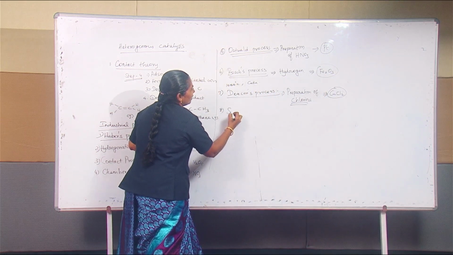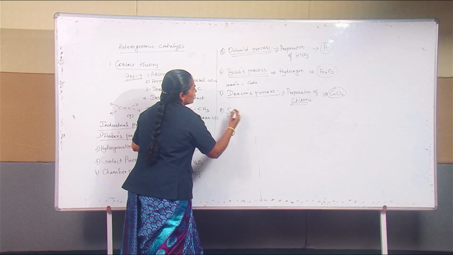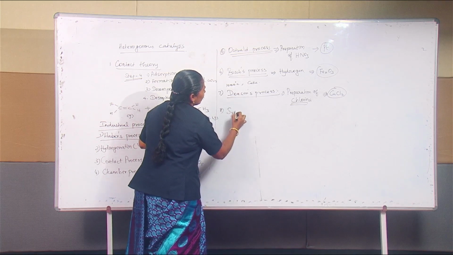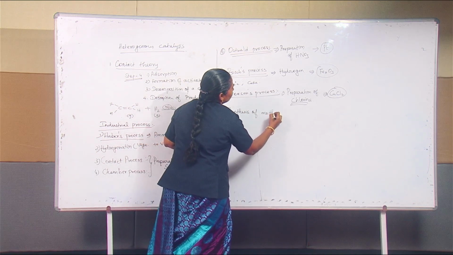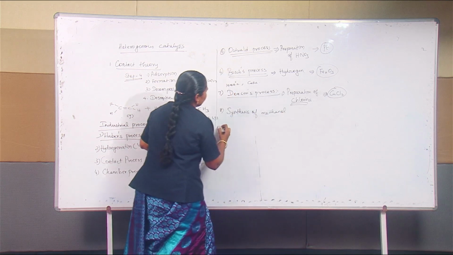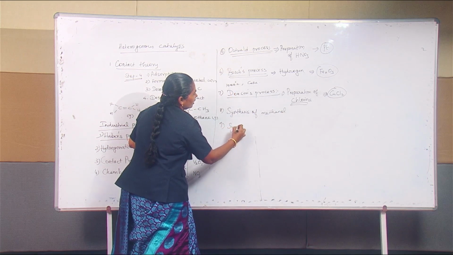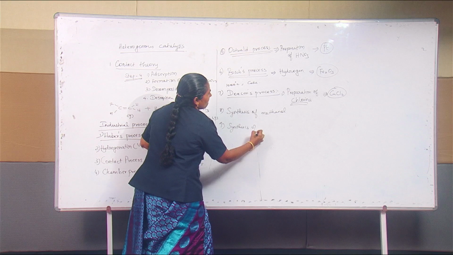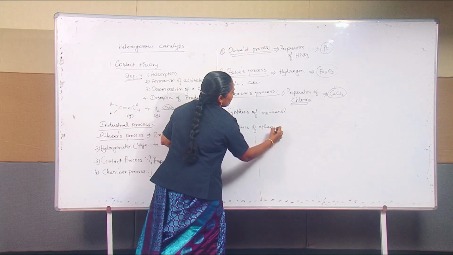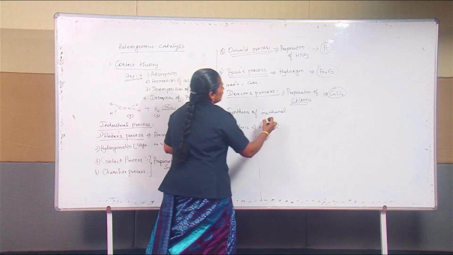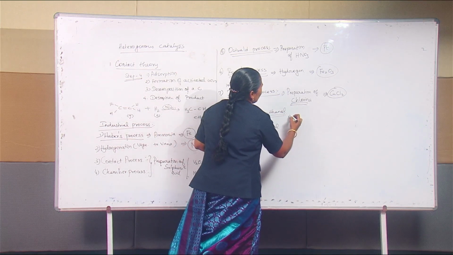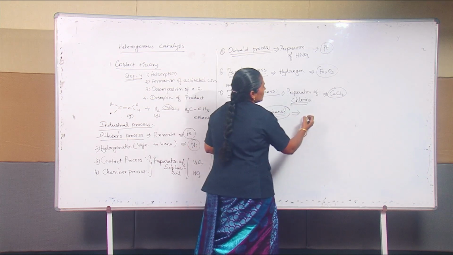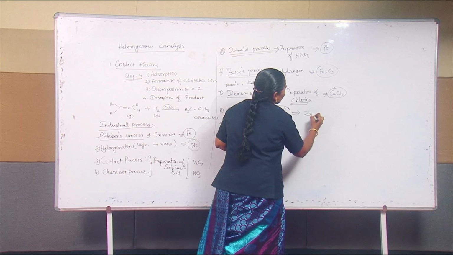Then eighth one, we have seen about the synthesis of methanol, synthesis of ethanol. So here the synthesis of methanol, again we are getting from this carbon molecule. So here the catalyst what we are going to use is zinc oxide.